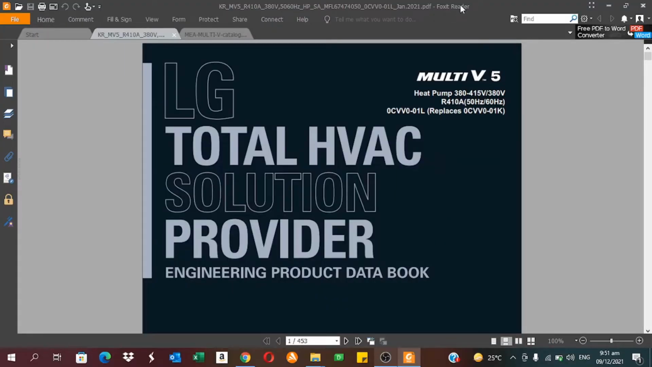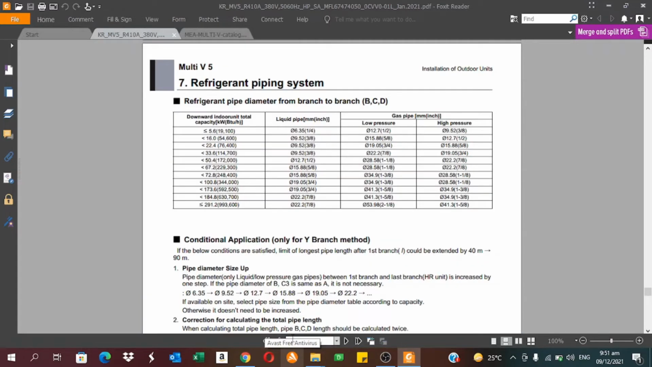Alright, so this is where I got table 2 and 3. It's LG's engineering product data book for Multi V5 heat pump. I'll just go straight to the pages where I got the tables. This is where I got table 2. It's the table that I said would enable us to determine the pipe sizes between Y branches. I deliberately removed the high pressure side of the gas pipe because my main focus is the liquid pipe and the low pressure side of the gas pipe.